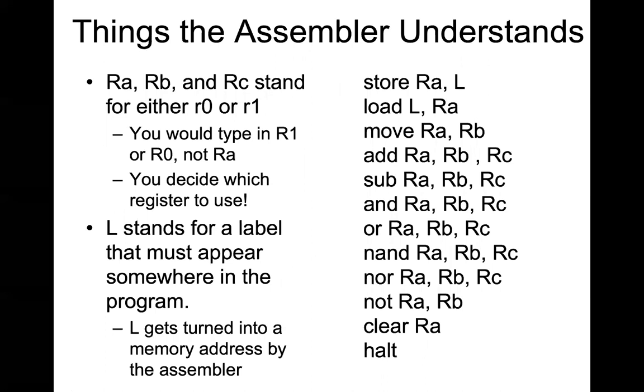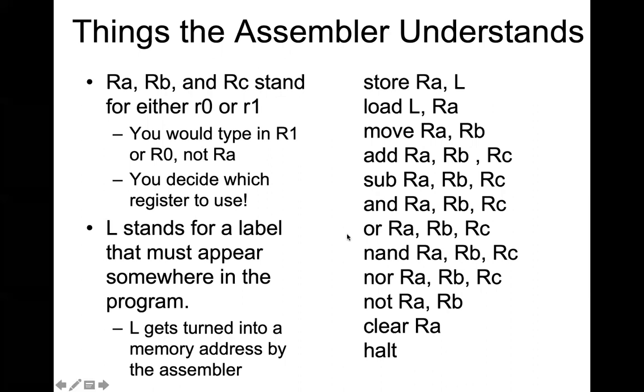So let's talk about what the assembler understands. What are the instructions we can do? Here, whenever we say RA, RB, or RC, we're just understanding those to be different registers. Whenever we see any of those, you should understand that it's referring to either R0 or R1. And you have to pick which register to use. The assembler doesn't do that. And L is a label that has to appear somewhere else in the program. Remember that L is a thing that's going to be turned into a memory address by the assembler program.